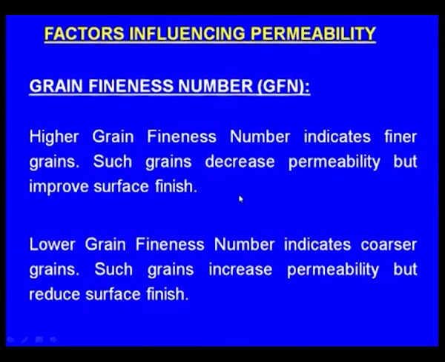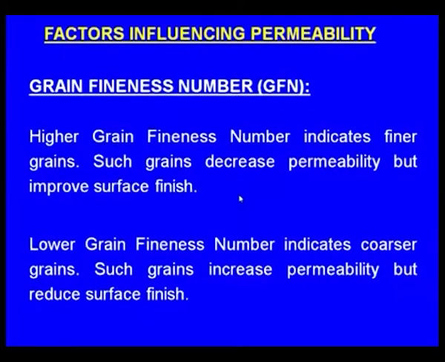Naturally, when there are fine grains, hot gases cannot escape very easily, but the surface finish will be very good. Lower grain fineness number indicates coarser grains. Such grains increase permeability, because they are coarser, there is more clearance between the neighboring sand grains. So more gases will be escaping through the medium, but it reduces the surface finish. What happens to the surface finish? Because these are the larger grains, they create a rough surface or rough texture near the mould cavity. Accordingly, even the casting will have a rough surface.